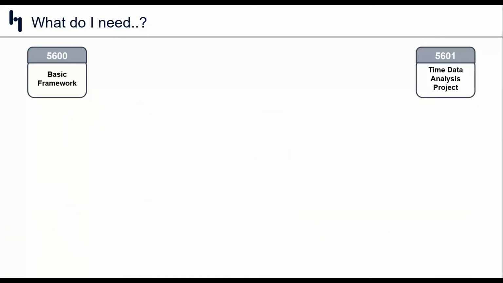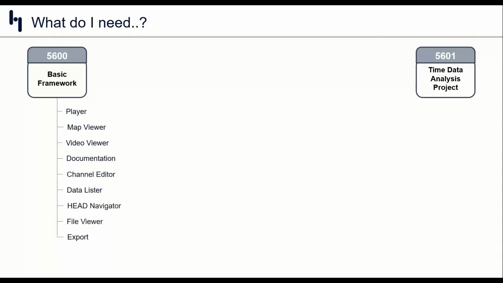So what exactly do you need to be compliant with the standard? We offer two modules, 5600 and 5601. 5600 is the basic framework, and that includes the player, the map viewer, the video viewer, the documentation, channel editor, data lister, head navigator, file viewer, and the export capability.